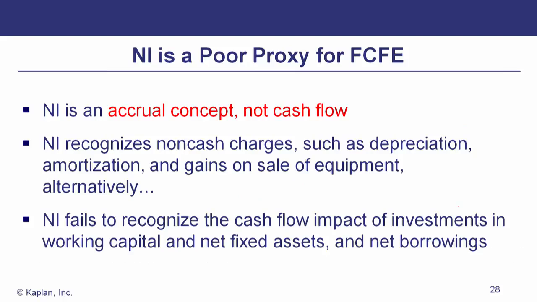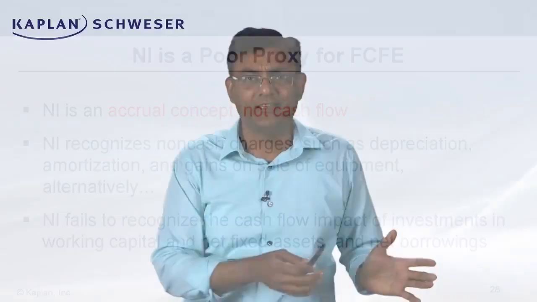Now let's look at using proxies instead of calculating FCFE. So can I just use a shortcut? I don't want to go through the whole exercise of calculating free cash flows. Well, remember, free cash flows are the curriculum-recommended valuation metric, and therefore they are the gold standard. So anything else is a poor proxy. So keep that in mind.